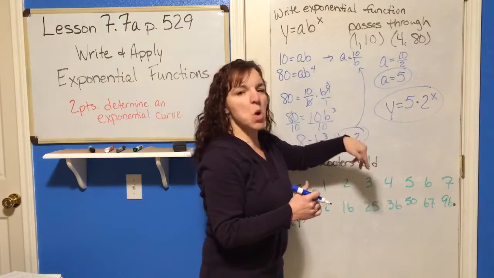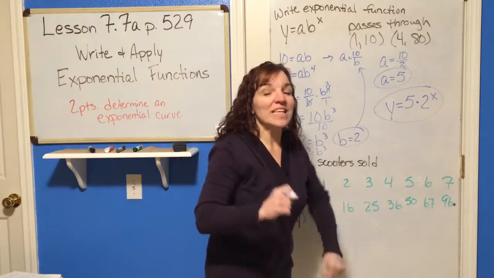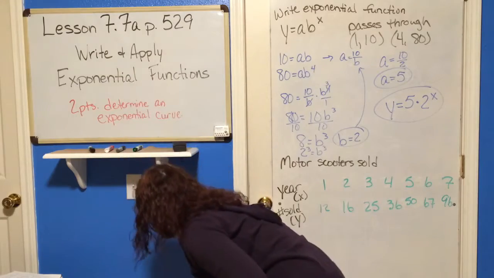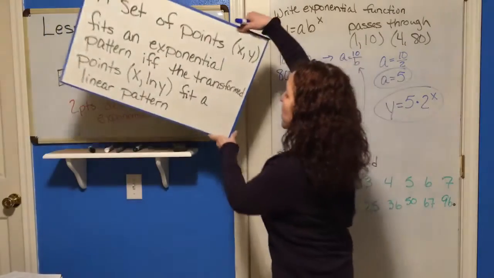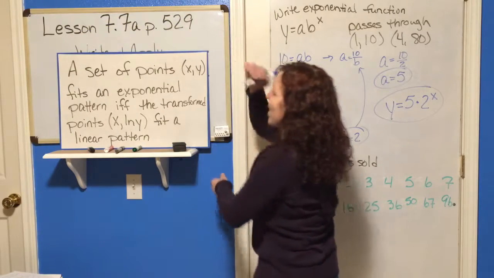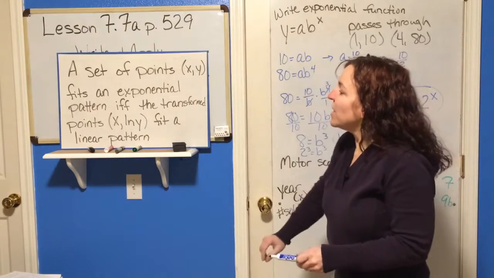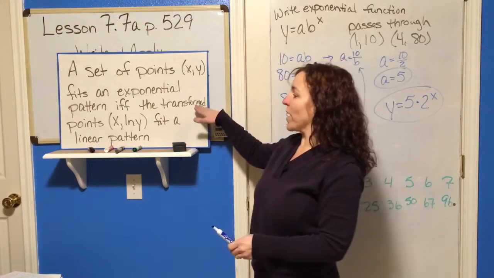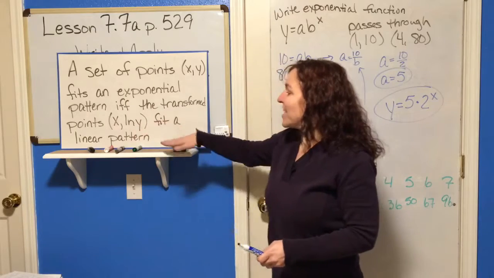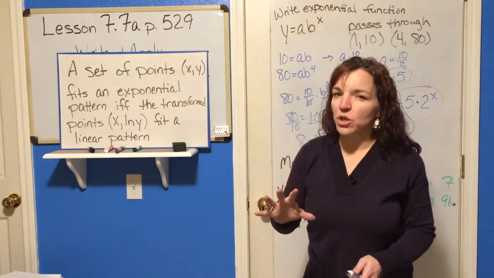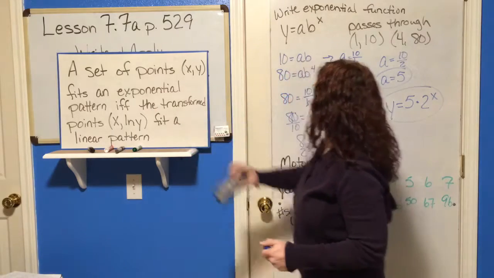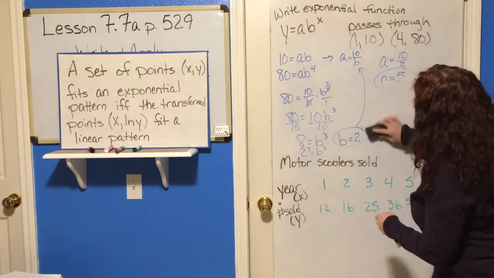All right? No problem. The next thing we're going to do is this. Oh, hey, look. I have a thing that says all of this, so I can just read it off. A set of points in the form (x, y) fits an exponential pattern if and only if the transformed points (x, natural log of y) fit a linear pattern. Let me show you what I mean. I'm going to erase this because I'm going to use this upper area.